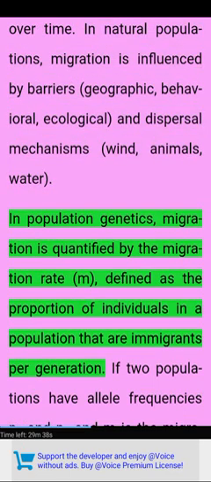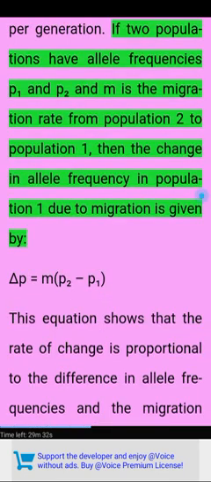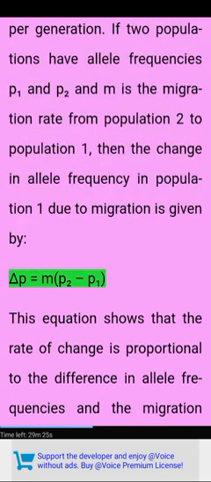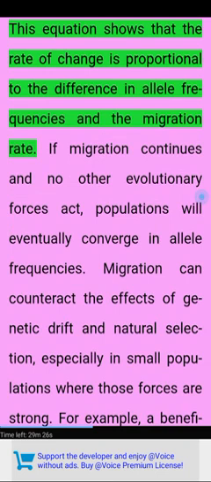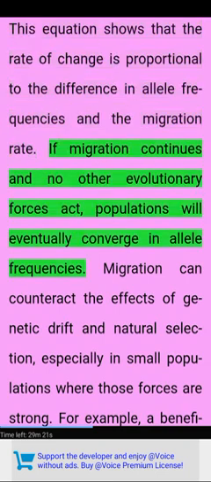In population genetics, migration is quantified by the migration rate m, defined as the proportion of individuals in a population that are immigrants per generation. If two populations have allele frequencies p1 and p2, and m is the migration rate from population 2 to population 1, then the change in allele frequency in population 1 due to migration is given by delta p equals m(p2 minus p1). This equation shows that the rate of change is proportional to the difference in allele frequencies and the migration rate. If migration continues and no other evolutionary forces act, populations will eventually converge in allele frequencies.